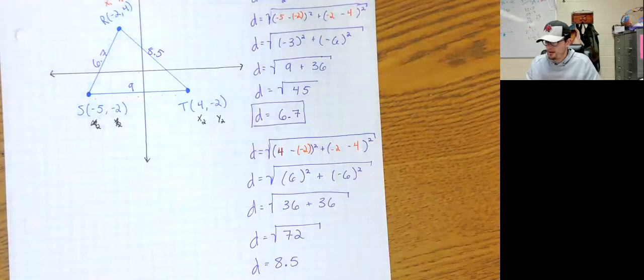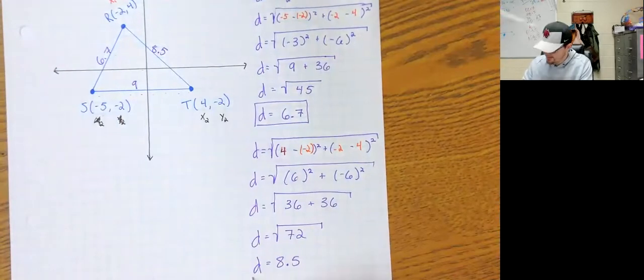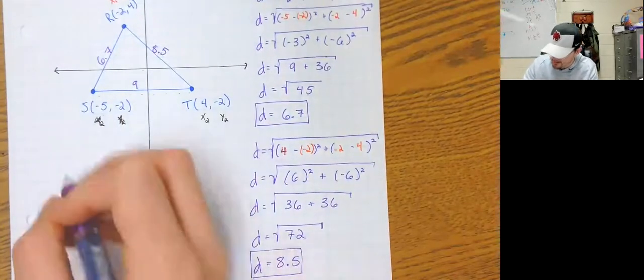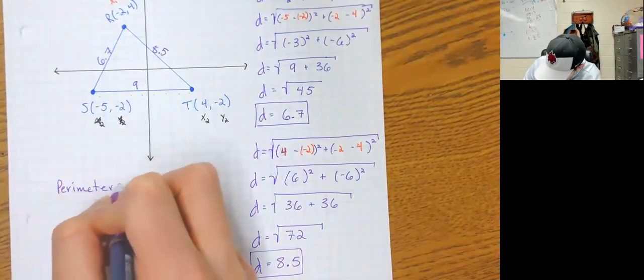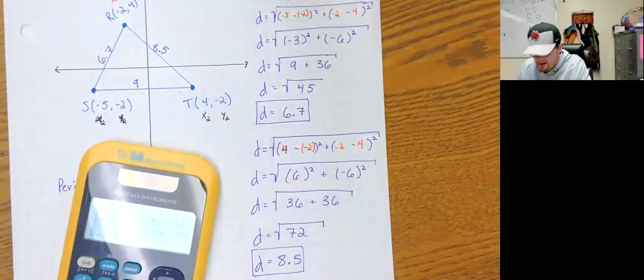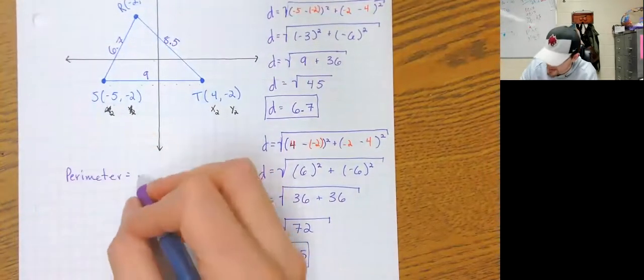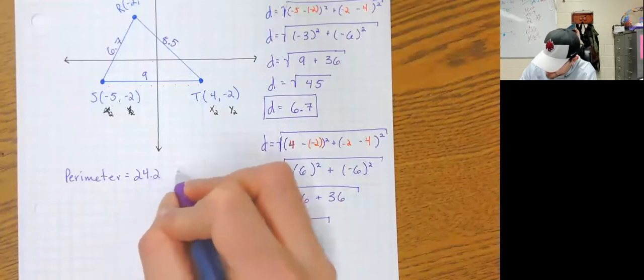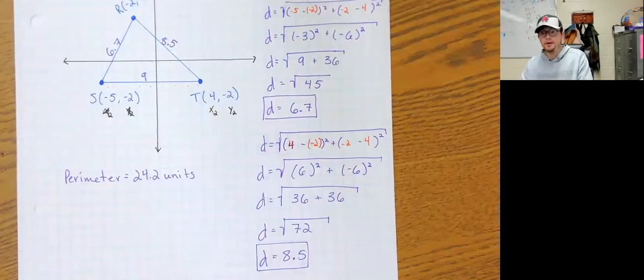All right. I like what I'm working with. So now I can find the perimeter. I know all three sides. I know the distance of all three sides. I can add them all together. So I can get my perimeter equals 8.5 plus 9 plus 6.7 is 24.2 units. 24.2 units. All right, perfect.